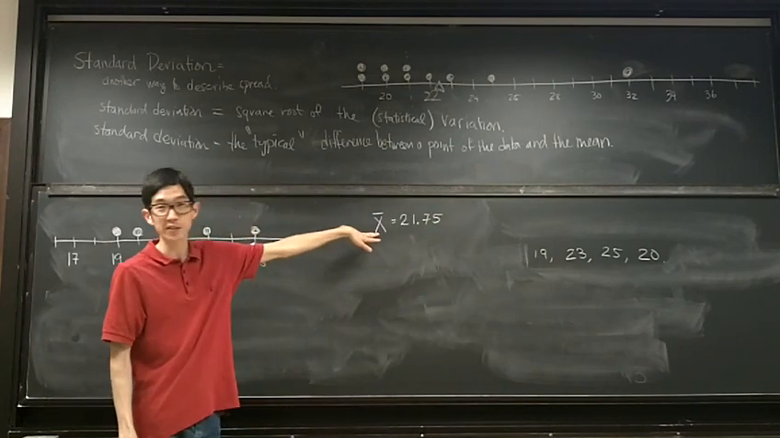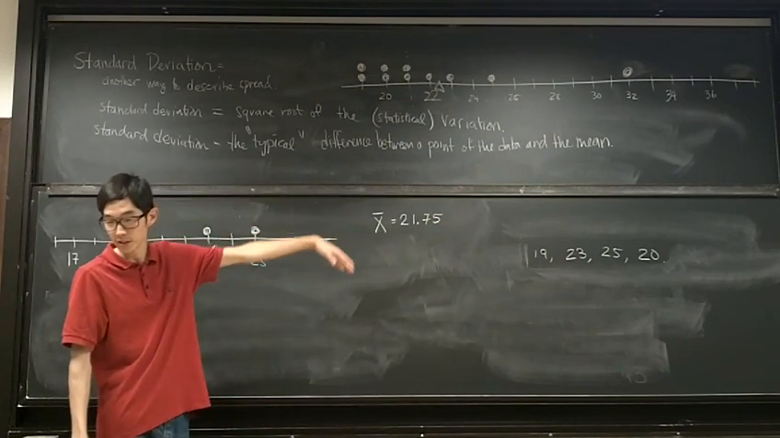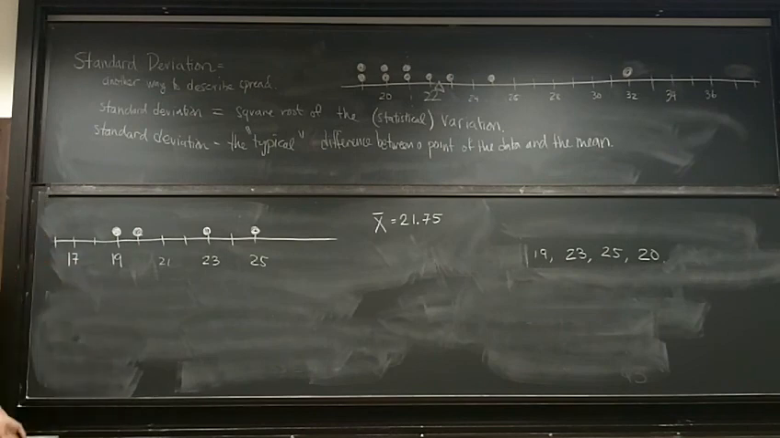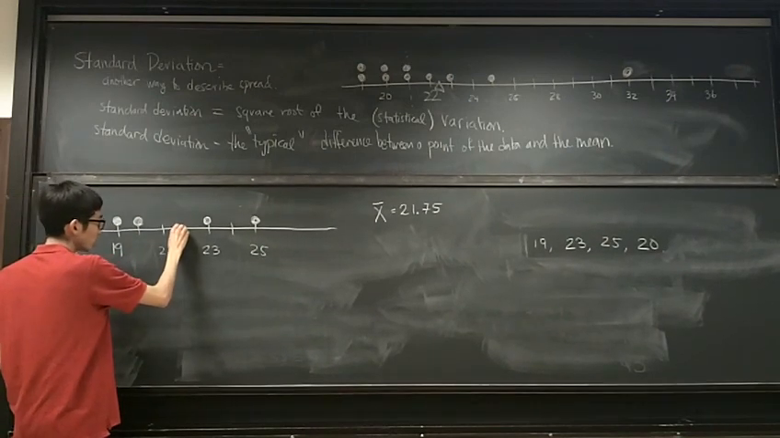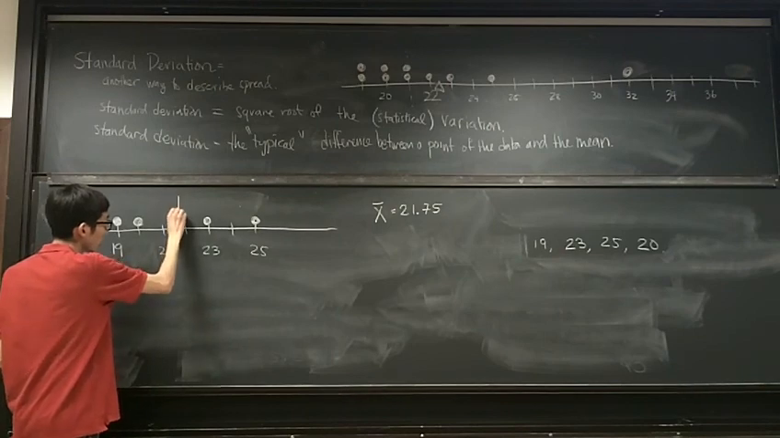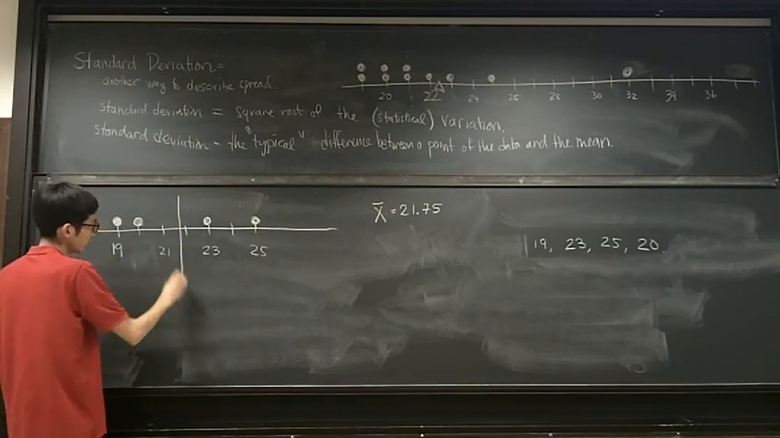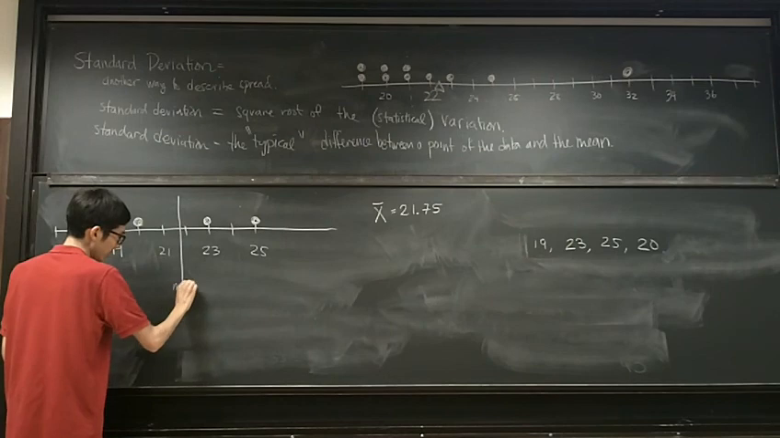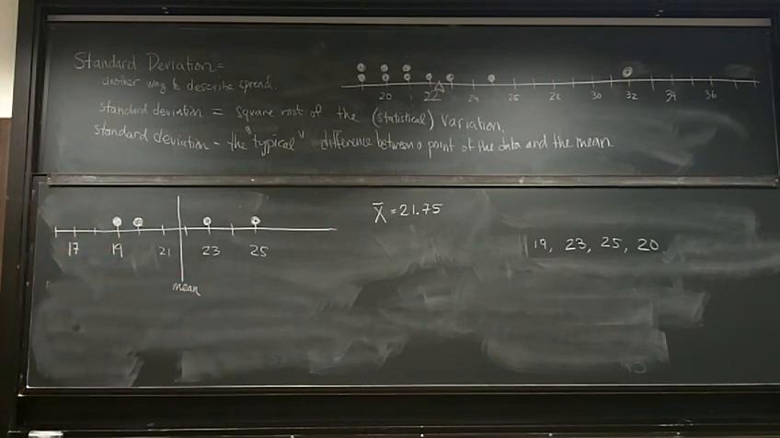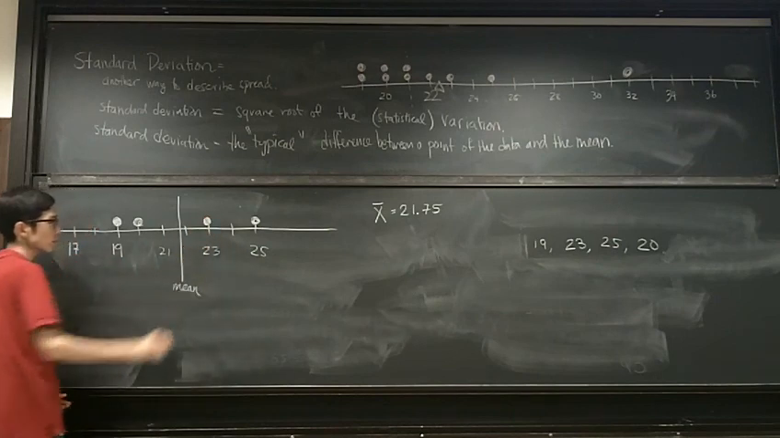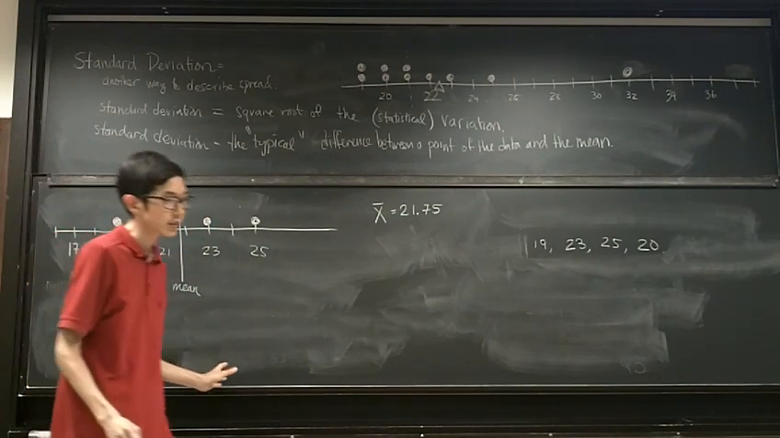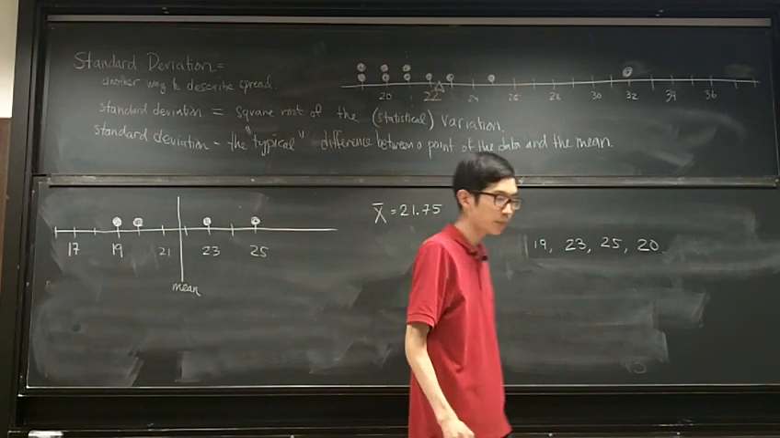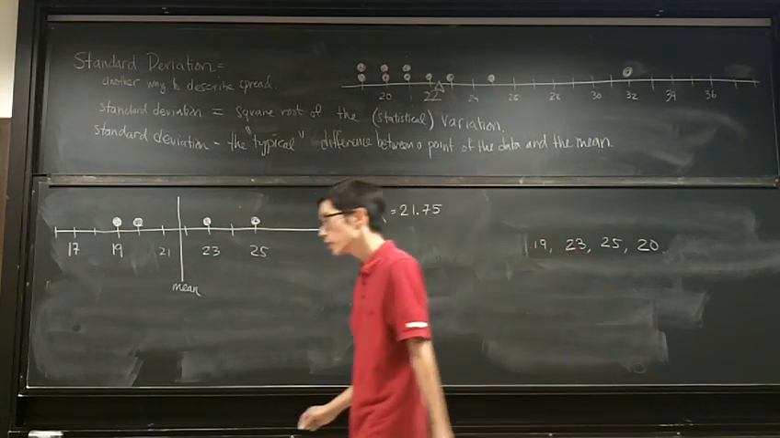X bar again is the symbol for mean, so you get used to seeing the mean written that way rather than me writing it out. Okay, so 21.75. I'm going to draw a line right here. This represents the mean. So this is one idea, or one way to interpret the standard deviation.